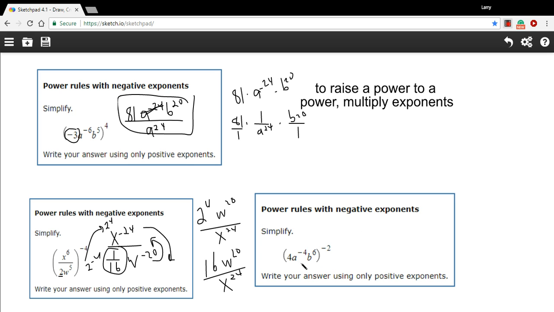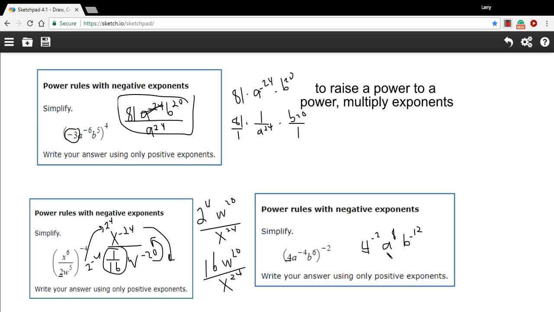We've got 4a to the negative 4th, b to the 6th, all being taken to the negative 2 power. So let's start with the 4. 4 to the negative 2. Instead of writing that as 1 over 16, I'm just going to keep that as 4 to the negative 2, because we may do that same trick we just did on the previous one. And then a to the negative 4th to the negative 2nd. Negative 4 times negative 2 is a positive 8, so that's a to the 8th. And then b to the 6th to the negative 2nd is b to the negative 12.